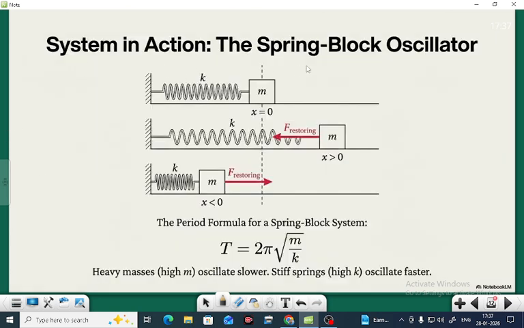System in action, the spring block oscillator. This is the equilibrium position, this is the restoring force, and this is expansion when x is greater than 0, this is less than 0 when it is compression. The period formula for a spring block system is T equal to 2 pi root over m by k. Heavy mass, high m, oscillates slower. A stiff spring, high k, oscillates faster.